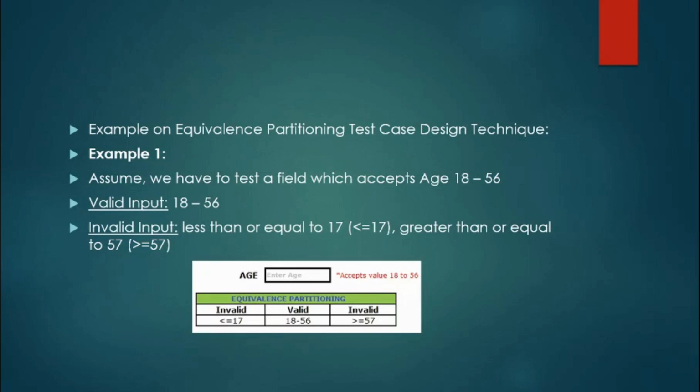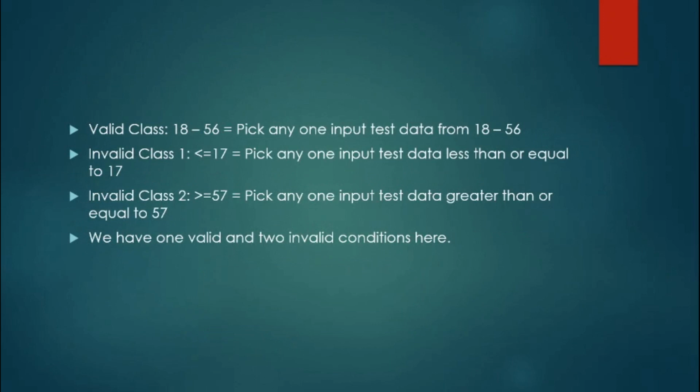If we have a field called age which accepts a value between 18 to 56, the valid input will be 18 to 56, and anything that is less than 18 or greater than 56 will be invalid input. Now, when I'm talking about valid, any valid class will be any data that I'm picking between 18 to 56.